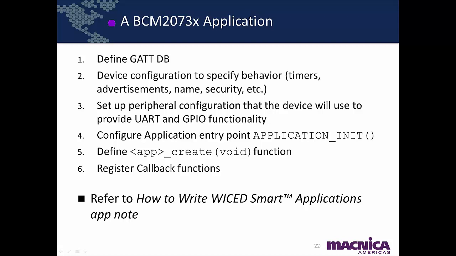Number four, the stack must be notified of where the device configurations are and what the main entry point of the application will be. Number five, once the main code is called via the create function, the device will be initialized and the application will start running. And finally, number six, part of the responsibility of the create function is to register any and all callbacks that will be used to handle events as they happen. Let's take a look at some real code to help us understand each of the above items.